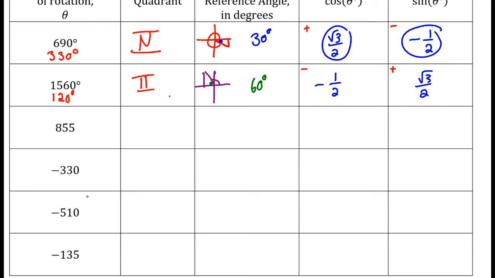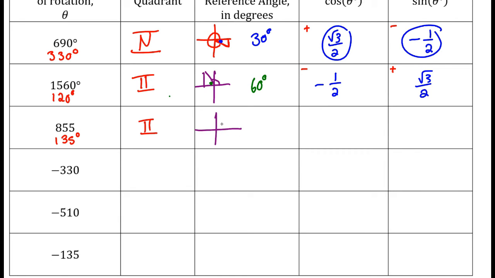855 degrees. I have no idea what angle that is coterminal with, but I'm just going to keep subtracting 360. And after I subtracted 360 twice, I ended up with 135 degrees. So 135 degrees lies on the same ray as 855 degrees. 135 is clearly bigger than 90, but less than 180, so we're in quadrant 2 again.